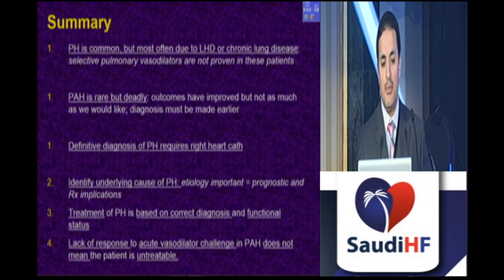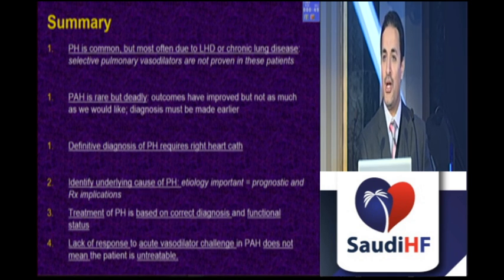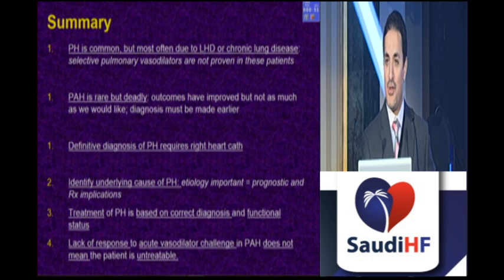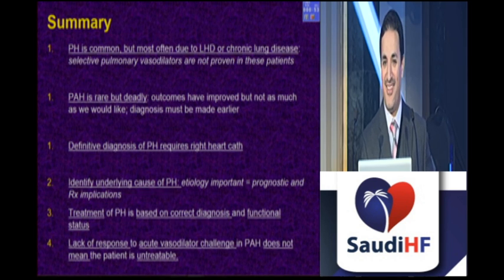So in summary, pulmonary hypertension is common, but most often due to left heart disease or lung disease, so please keep this in mind. Pulmonary vasodilators, these pulmonary arterial hypertension medications that I was discussing with you, are not beneficial in these patients. You don't treat left heart disease pulmonary hypertension with these vasodilators.